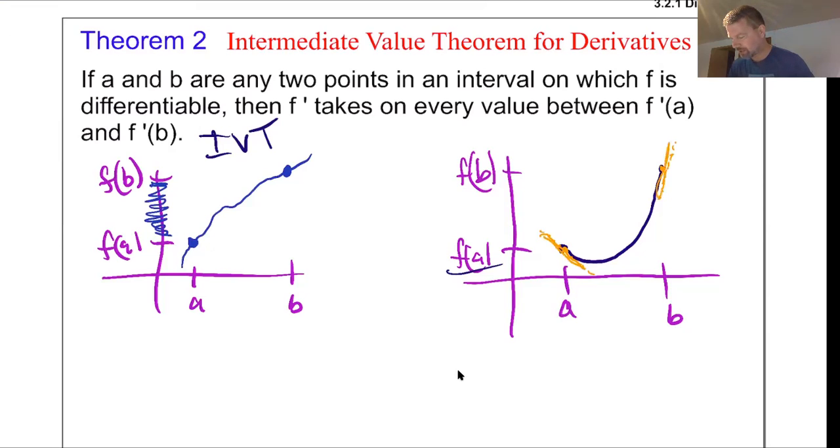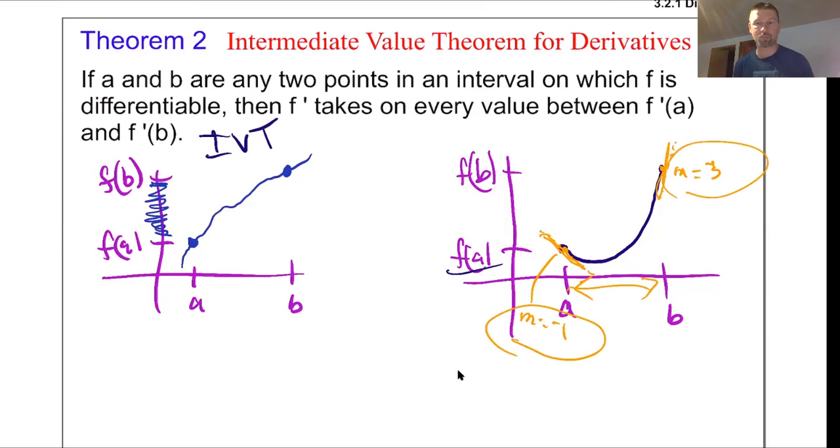Let's just pretend this has a slope of -1, and let's call that a slope of 3. That means somewhere in that interval from a to b, I'm going to take on every value for a slope between -1 and 3. I'm going to have a slope of 0 somewhere. I'm going to have a slope of 2 somewhere. I'm going to have a slope of 1/2 somewhere. That's the intermediate value theorem.